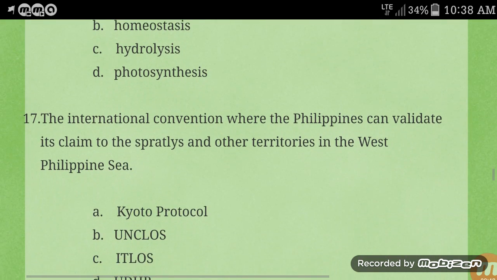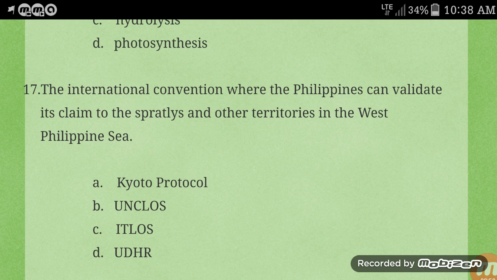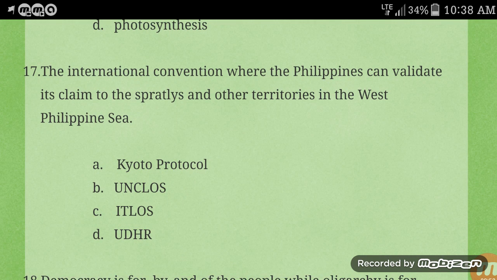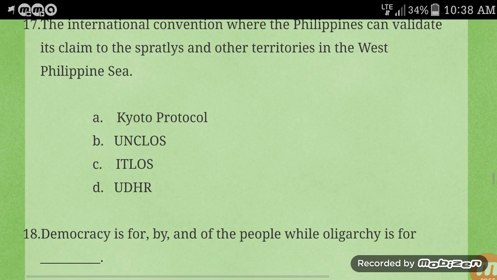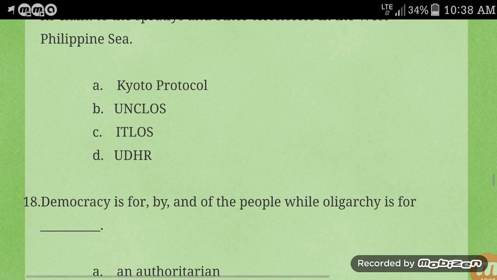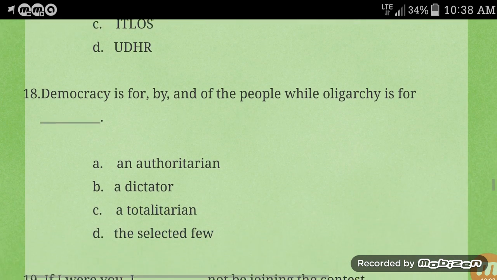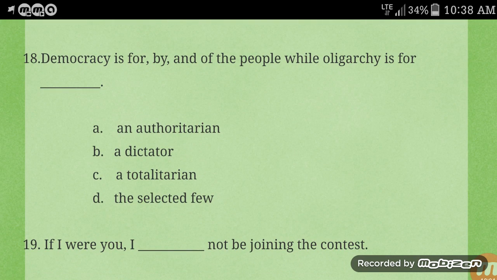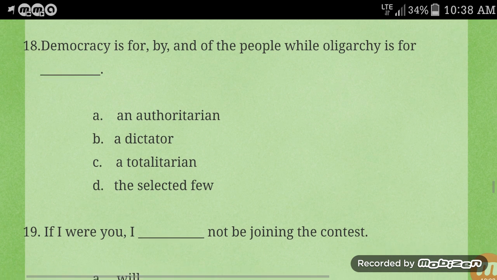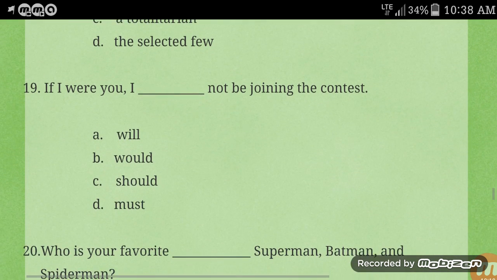The international convention where the Philippines can validate its claim to the Spratlys and other territories in the West Philippine Sea is UNCLOS, the United Nations Convention on the Law of the Sea. Next, democracy is for, by, and of the people, while oligarchy is for the chosen few or selected few. Letter D.